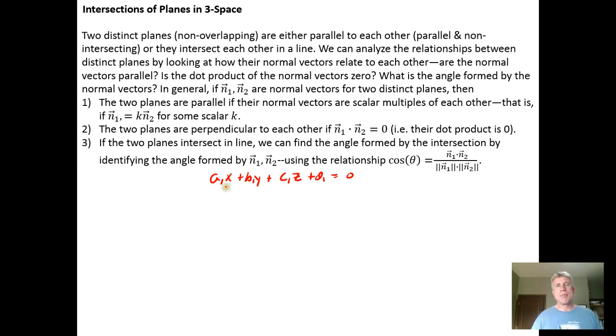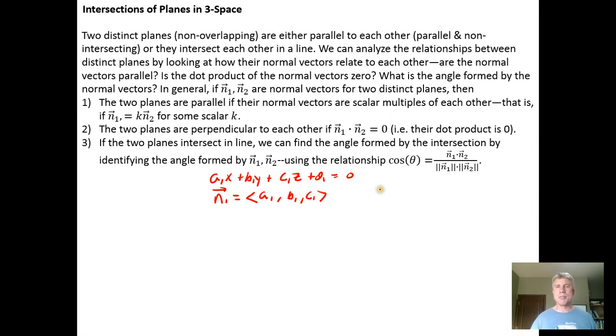And what we want to remember is that we have established that the coefficients on the x, y, and z terms are perpendicular to the plane when we use them to construct a vector. So if this is plane 1, it's going to have a normal vector, a vector perpendicular to the plane. That's just given by the coefficients of the x, y, and z terms.